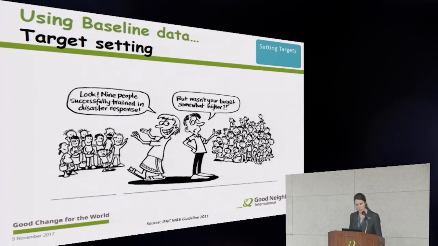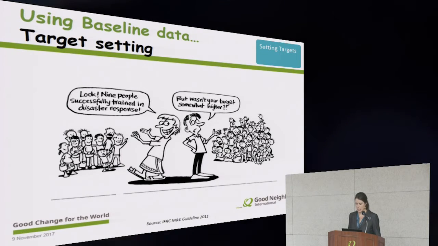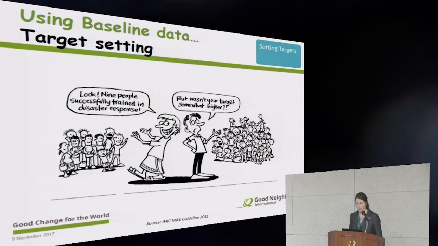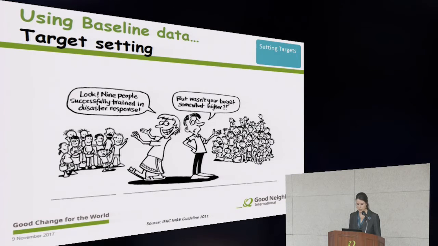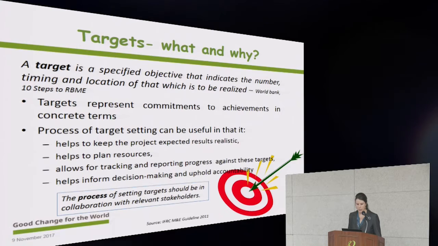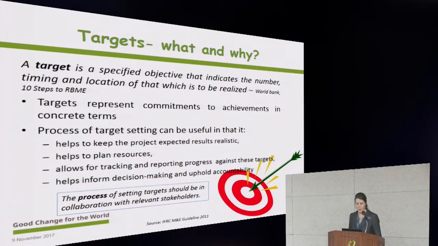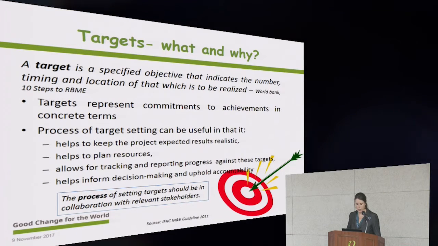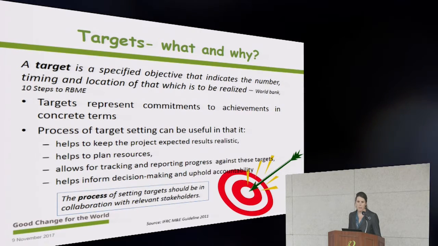So now we have collected baseline data on all of our project indicators, and we know the pre-project conditions of the indicators in our log frame. So now we can actually go and set performance targets. So a target is a specified objective that indicates the number, timing, and location of that which is to be realized. So targets represent commitments from the project team to achieve something in concrete terms.